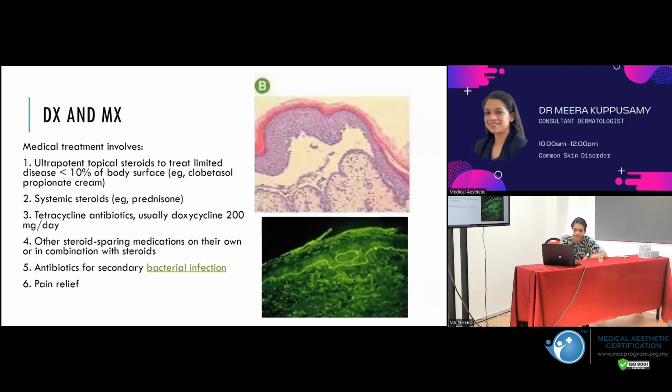Okay. And the immunofluorescence also looks different. Even from the age group of the patient, you can tell which one it is. So the treatment is using very, very strong steroids topically if the patient has just a few lesions. If the patient has many lesions, you have to use systemic.